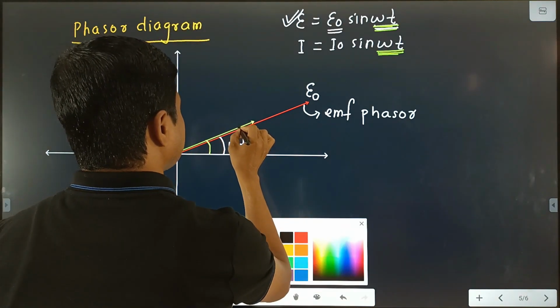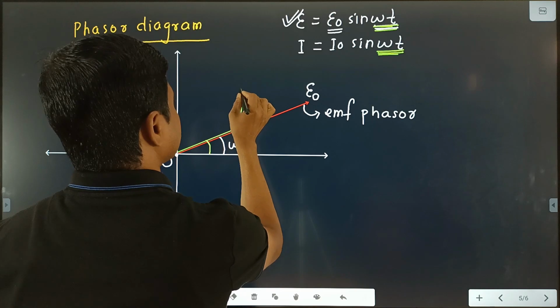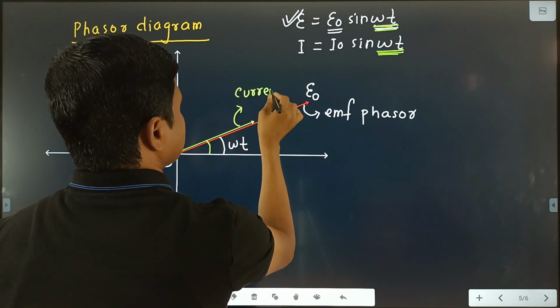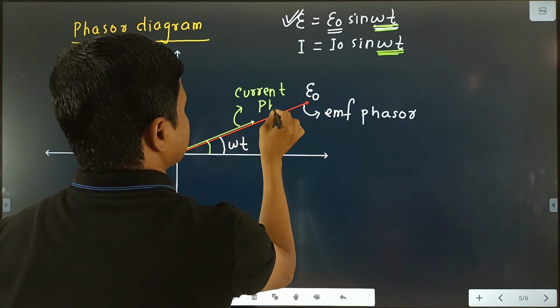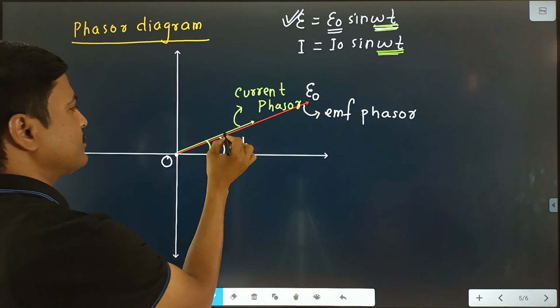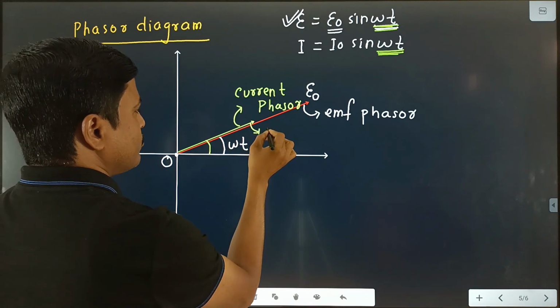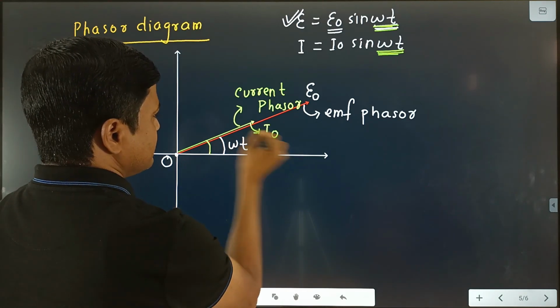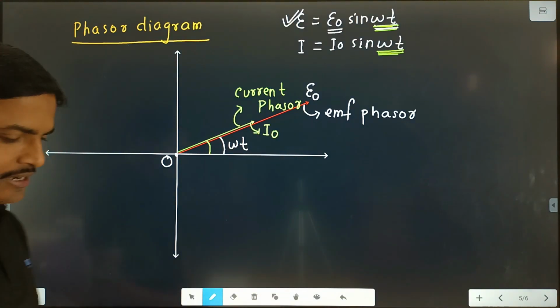And this one is known as the current phasor. Clear? And this is the maximum value, or the peak value. So this peak value we write here, that is I0. And this one is the phasor diagram.